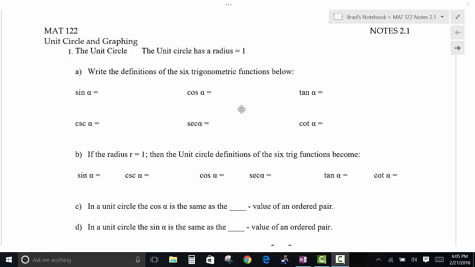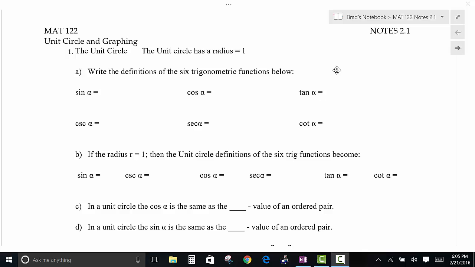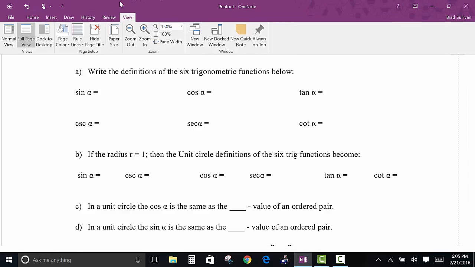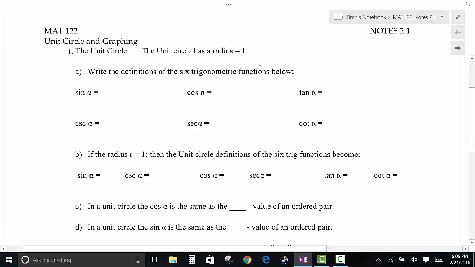So, welcome to Trigonometry, Section 2.1. We're going to be looking at the unit circle and a lot of things that have to do with graphing today, just introducing that idea. To begin with, we're going to start talking a little bit about the unit circle and how that works out. The unit circle is basically just a special circle that has a radius of 1. To begin with, we're going to go through and just talk a little bit about definitions.